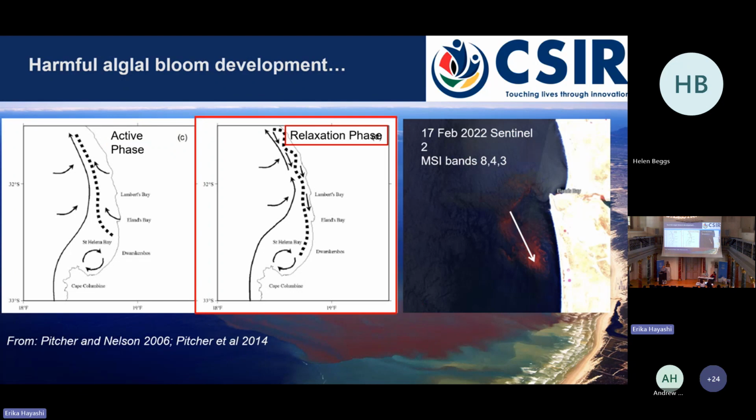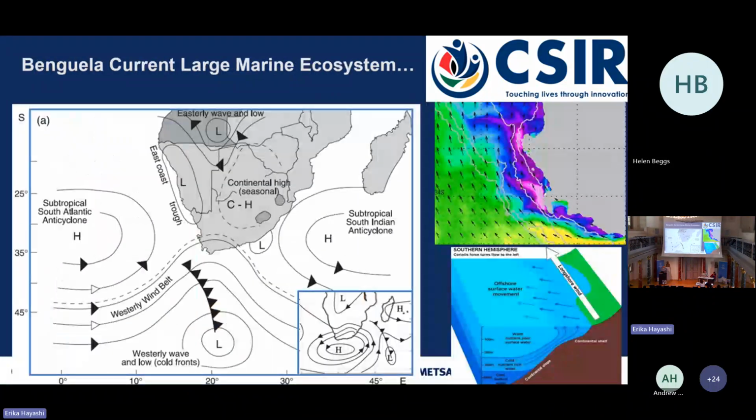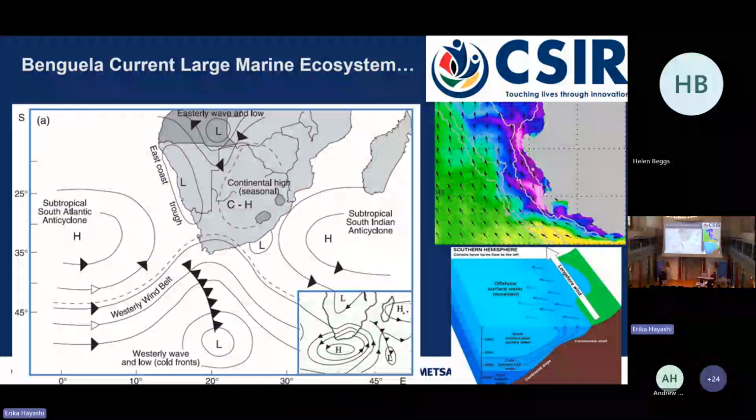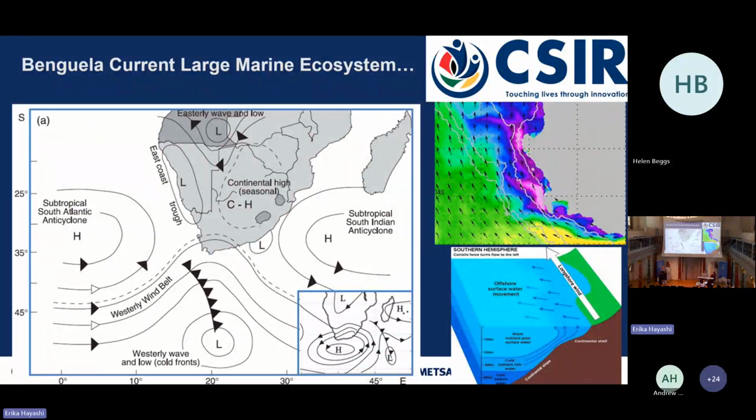This one is just showing how the bloom might migrate south in a relaxation phase. But what drives these is the combination of the position and the translation of the South Atlantic high pressure system during summer, austral summer that is. And this high pressure system modulates the upwelling events and also the quiescent events, and how frequently we would have long enough periods of stability in the water column to promote the occurrence of harmful algal blooms.